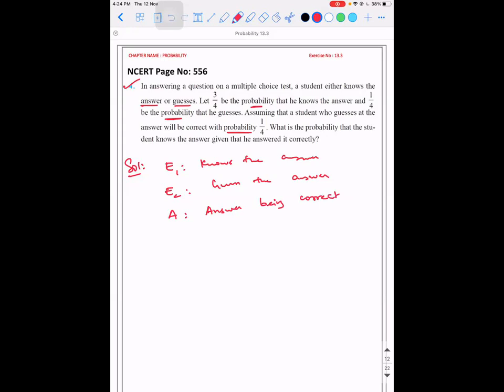What is the probability that the student knows the answer given that he answered it correctly? So this correctly is the event A. In the events E1 and E2, A is an event associated with it. So what are they asking? Can you guys tell me the mathematical expression of what they're asking? The probability that the student knows the answer, given that he answered it correctly.